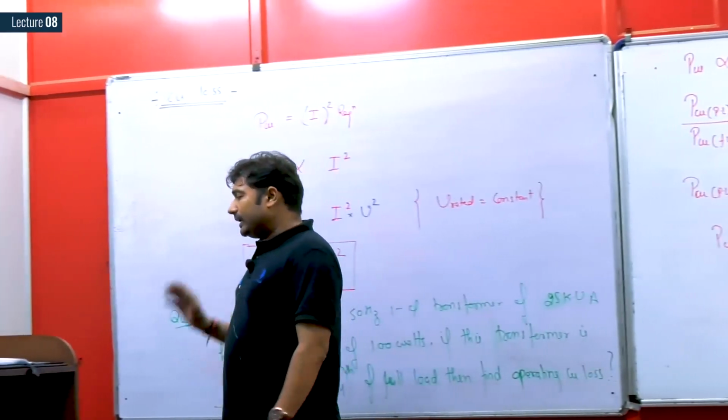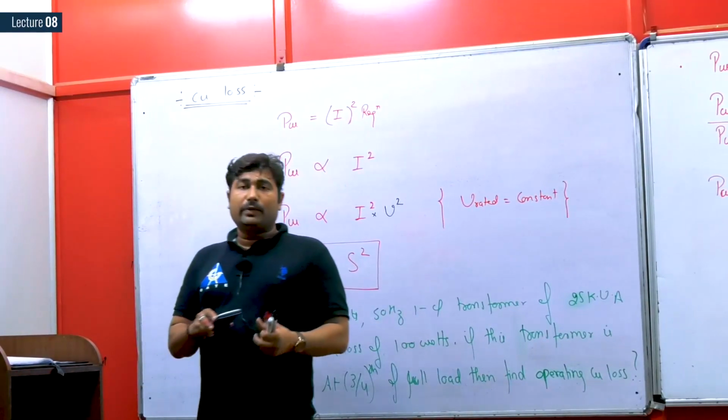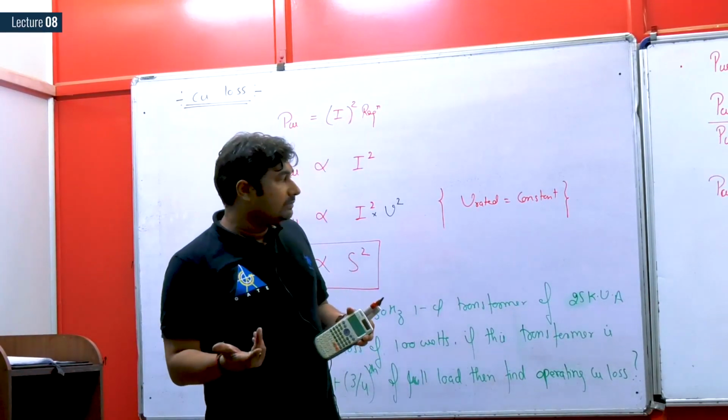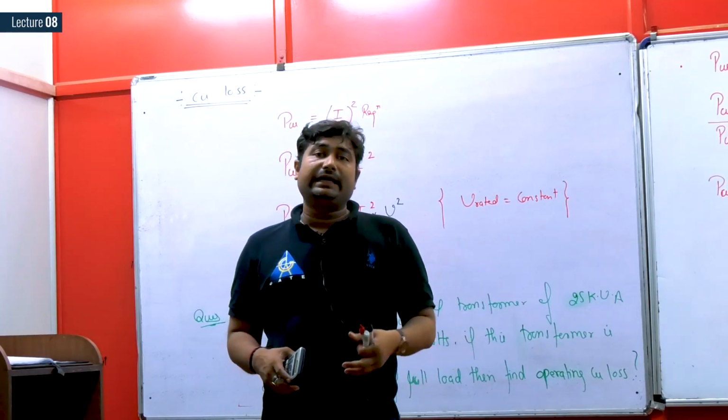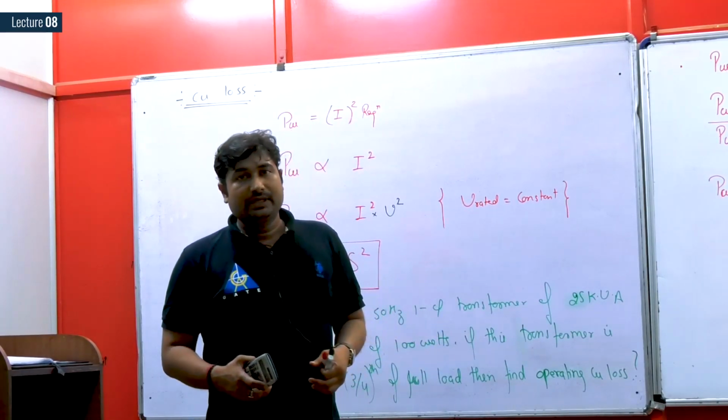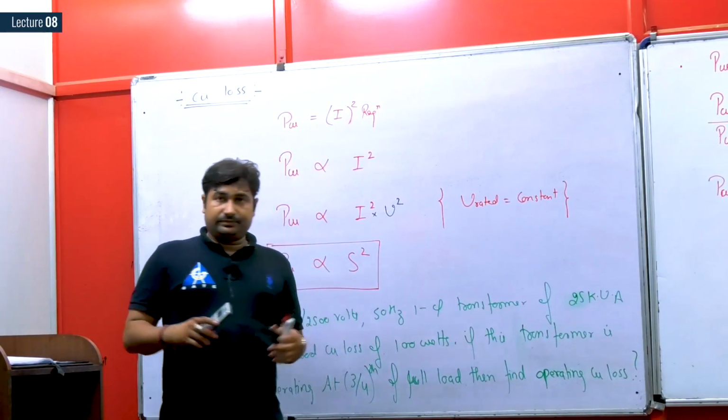So if the transformer copper loss is mentioned on the nameplate in terms of R per unit, then you can find the copper loss under any operating kVA or operating conditions. Is it okay? Now see one more thing.